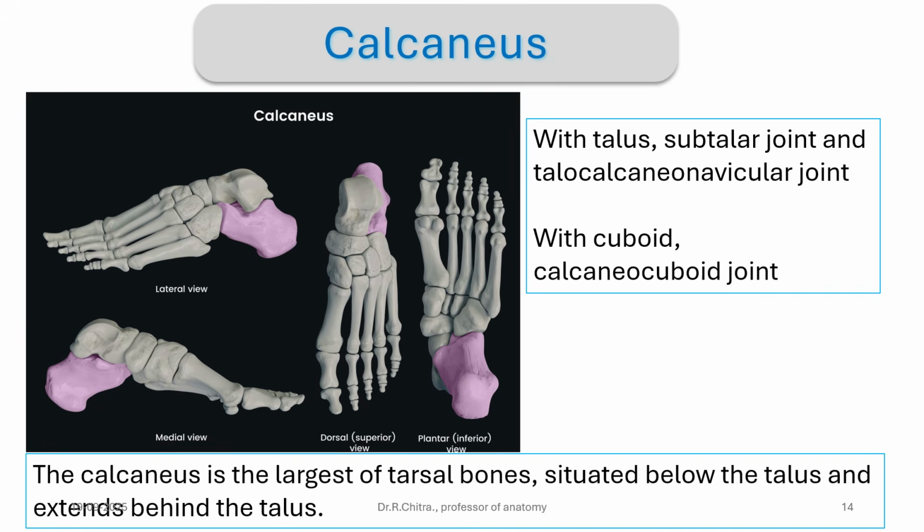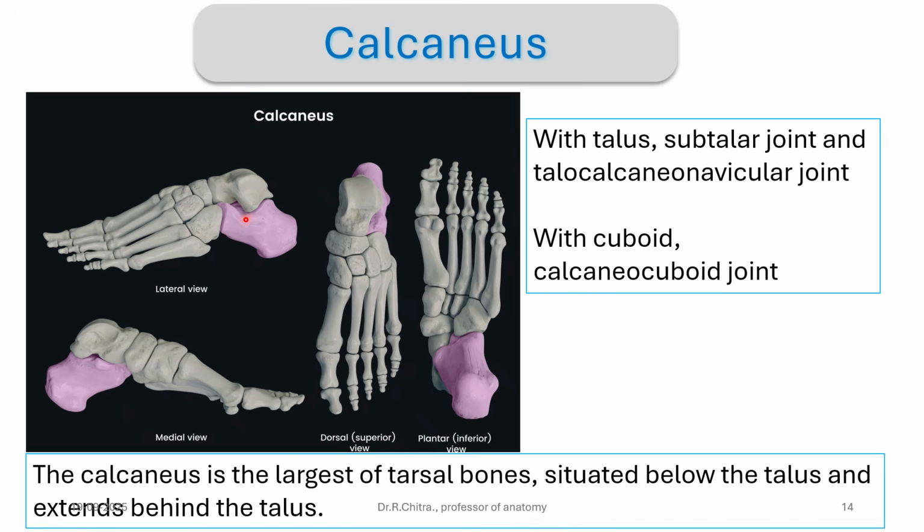Now we will see the calcaneus. So this is the calcaneus bone which forms the heel. The calcaneus in Latin means the heel. It is the largest of the tarsal bones, situated below the talus and behind the talus.